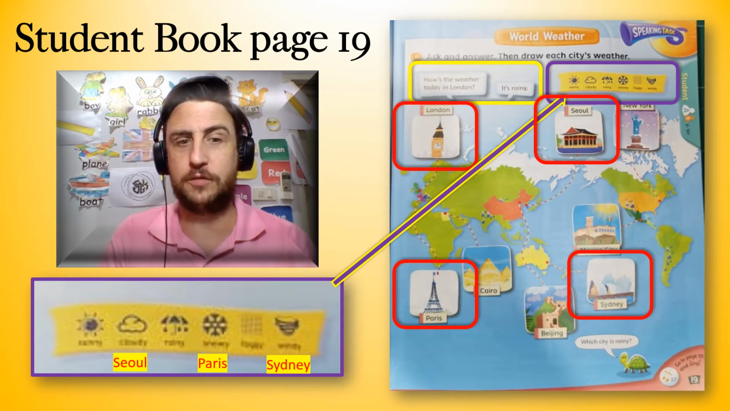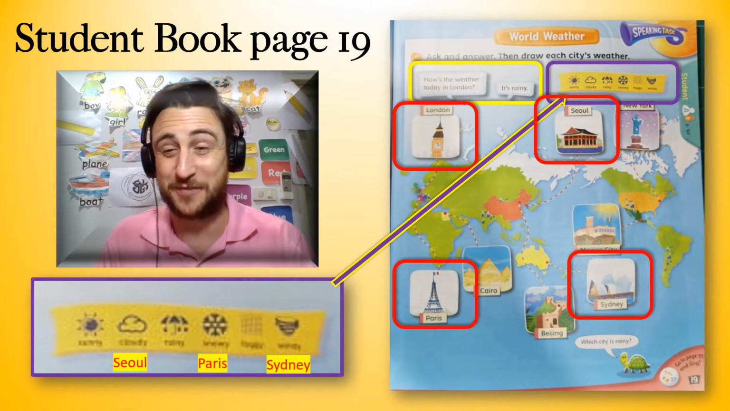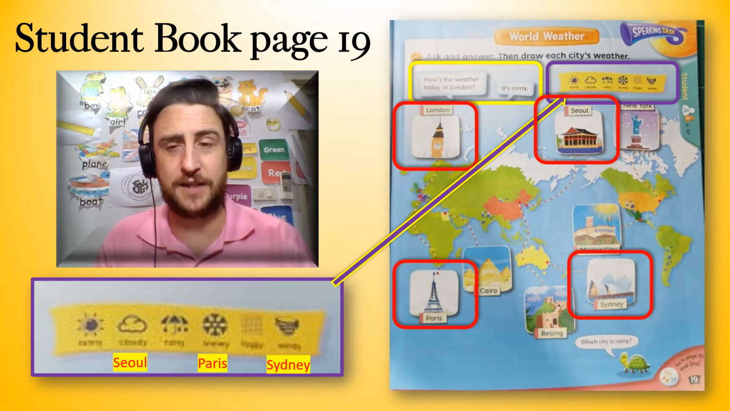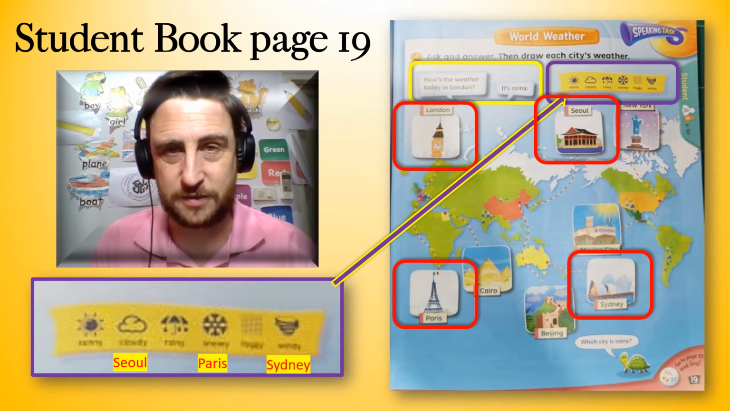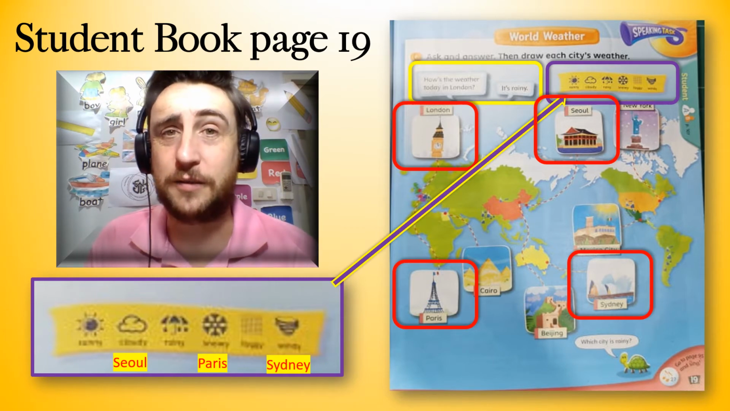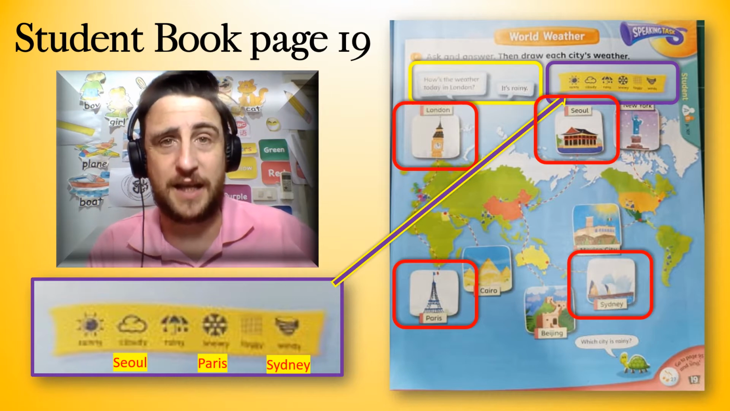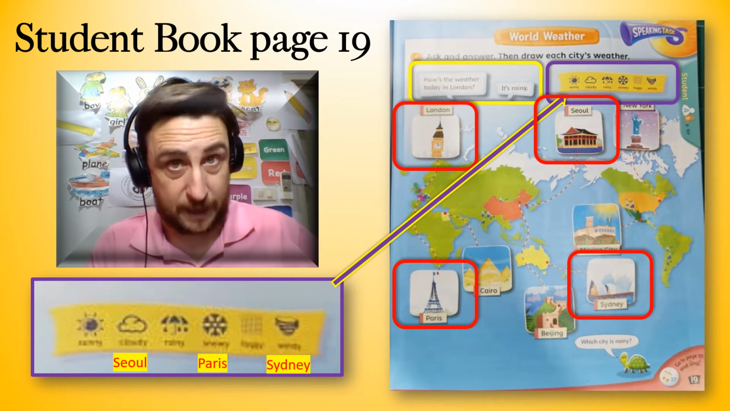So for Seoul, you draw this weather. I'm not going to tell you, you need to read it. For Paris, you draw this weather, and Sydney, this weather. And then you can practice the question and answer. Okay. When we have done that, we will come back and we will look at the question and answer again to make sure that you understand and that you got them correct.